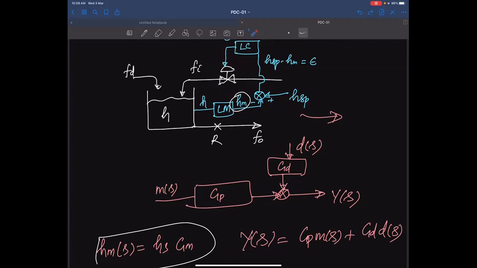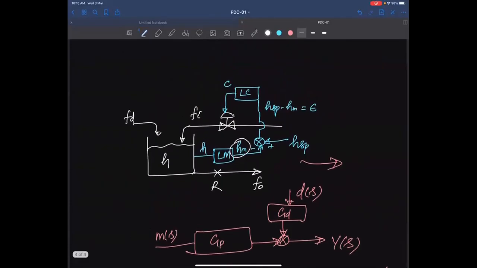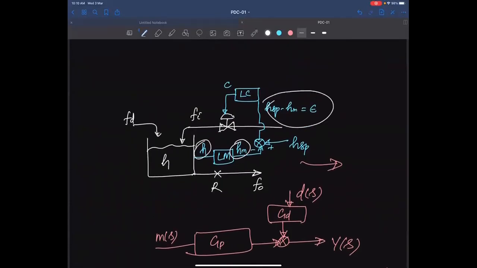The same thing is now done by a controller. The controller can simply be a man or a computer control. In terms of transfer function, it is Hsp of s minus Hm of s equals the error of s. So from this point, H is turning to Hm, and Hsp minus Hm is available here. That is given to the controller.